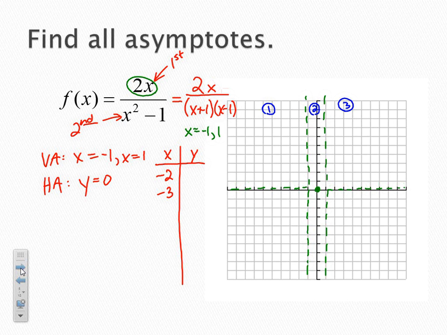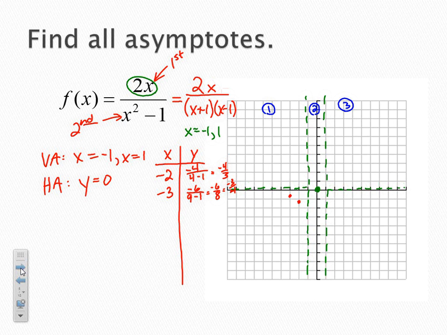So if I plug -2 in for this graph, my numerator would be -4, and this would all be over 4 minus 1. So we'd end up with a negative 4/3. All right, that's my output there. So if I graph that, if I go over to a negative 2, I'm down a little bit more. It's about 1 1/3. So here's my point right here. Okay. Now, if I evaluate a negative 3, we end up with a negative 6 divided by 9 minus 1. So we end up with a negative 6/8, which I could reduce down to a negative 3/4. So if I plot that point, we're at a negative 3/4 at negative 3.